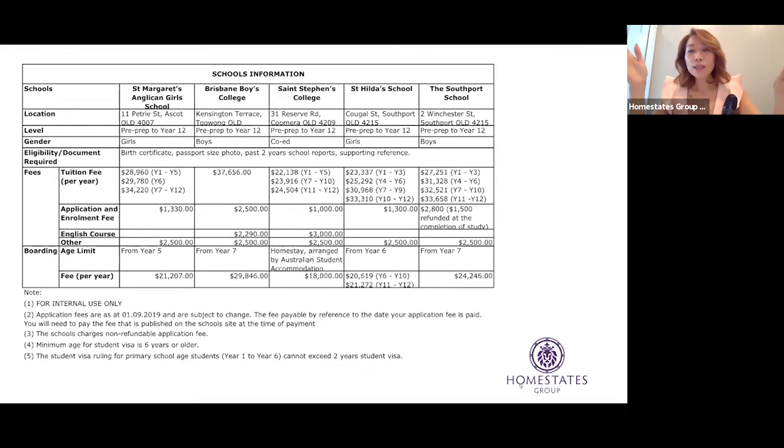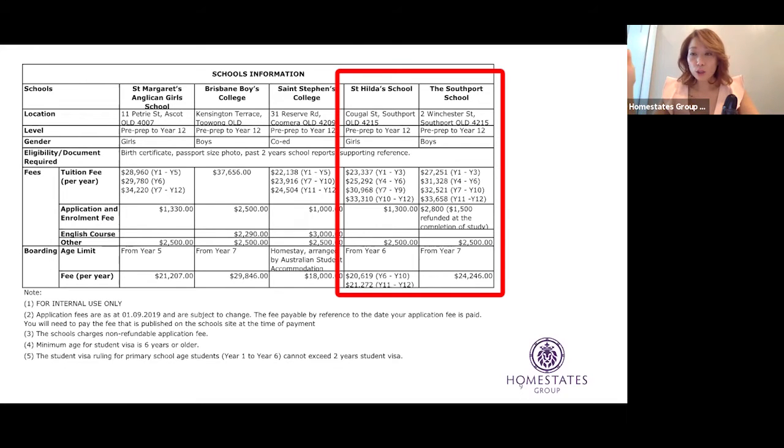Looking at the right-hand corner, the last two columns, you've got St. Hilda's School. It's a private girls' school, from pre-prep to year 12. And then the last column is the Southport School. People local here would just call it TSS, much easier that way. It's also pre-prep to year 12, and it's for boys.